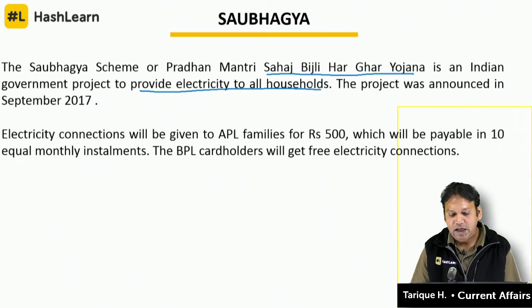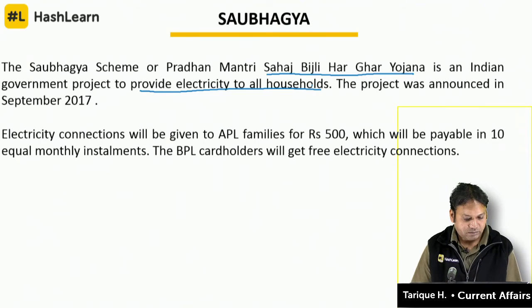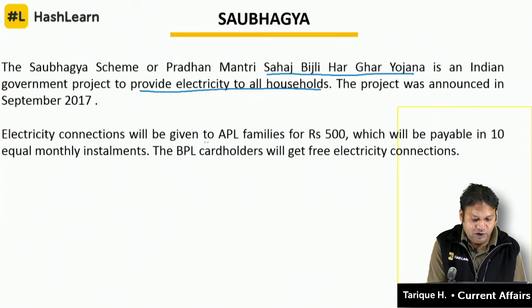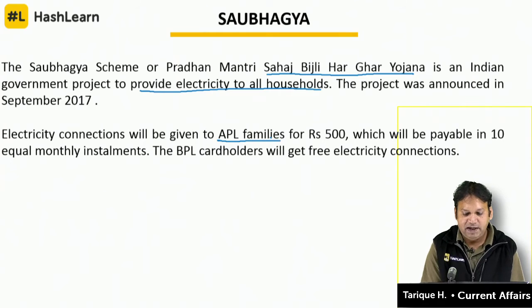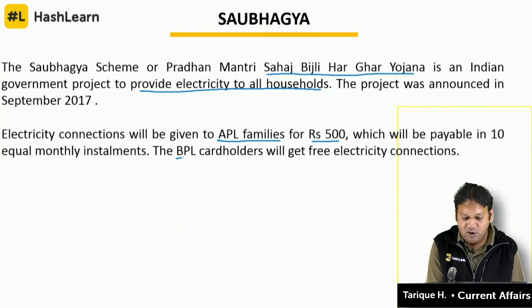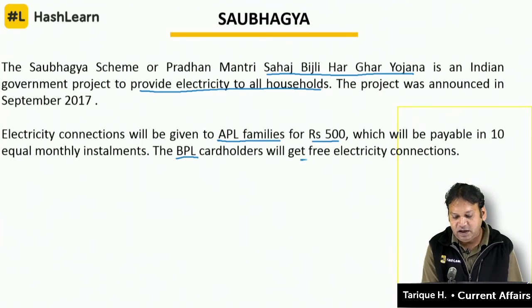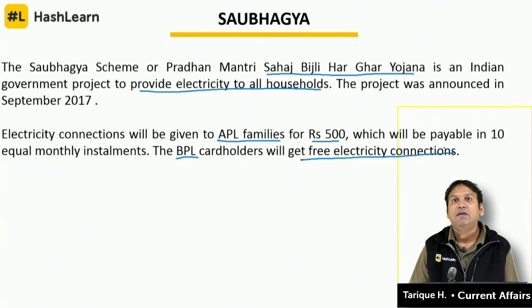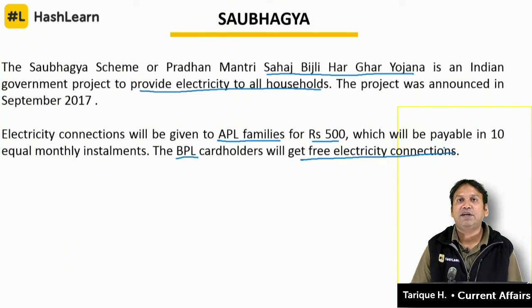Every household will have an electric connection. Electric connections will be given to APL families, above poverty line, for rupees 500, payable in 10 equal monthly installments of 50 rupees per month. The BPL, below poverty line, cardholders will get free electricity connections. Look at this scheme. How is it going to transform India? When you have electric connections, you can study, you can do well, you can participate in India's growth story. That is why it is so important that every house, every village, every place has electric connections.